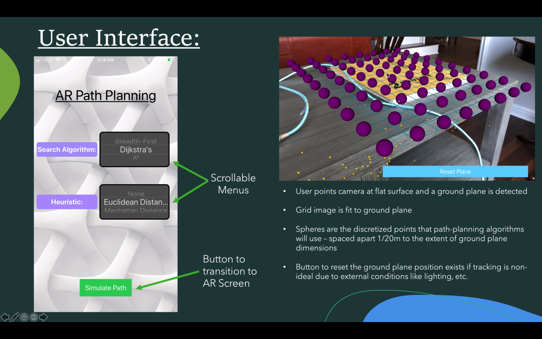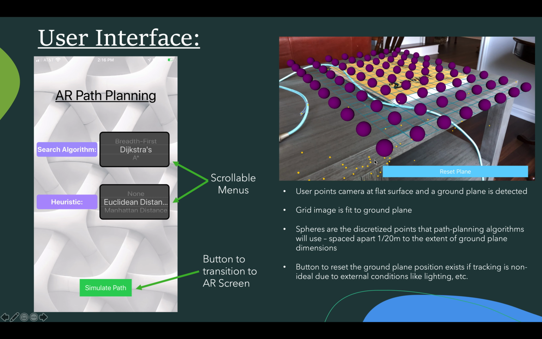So on the AR screen, you're going to point the camera at a flat surface, and then a ground plane is going to be detected. And on this ground plane, a grid image is going to fit to the extent of the ground plane, the length and the width of it. And then there are also these spheres, which are going to act as the discretized points for the path planning algorithm because these positions are known. And they are spaced out about a 20th of a meter all the way to the length and width of the ground plane itself. Obviously, for different ground plane sizes, you'll get fewer or more points.